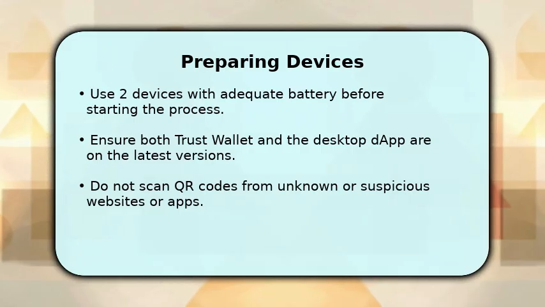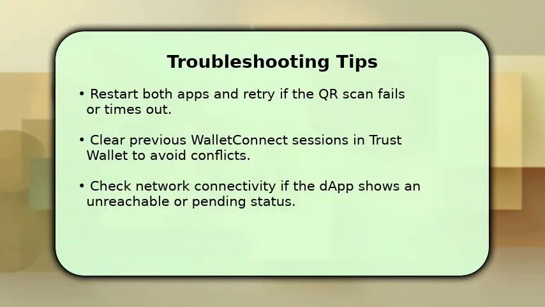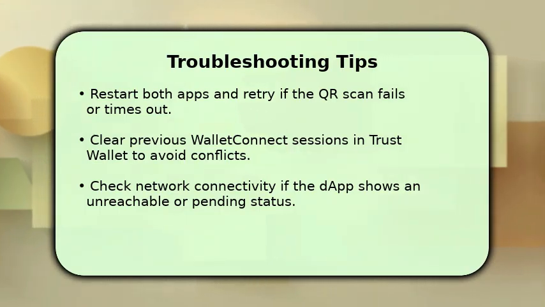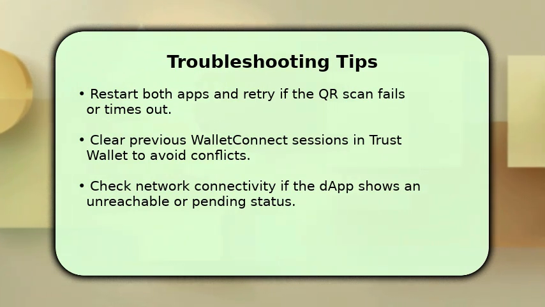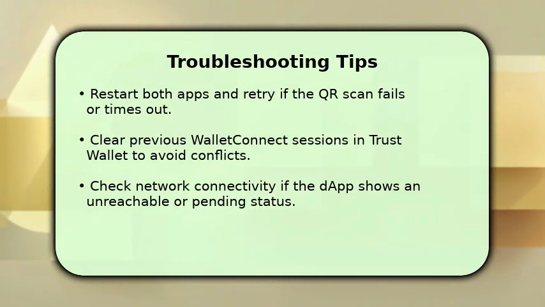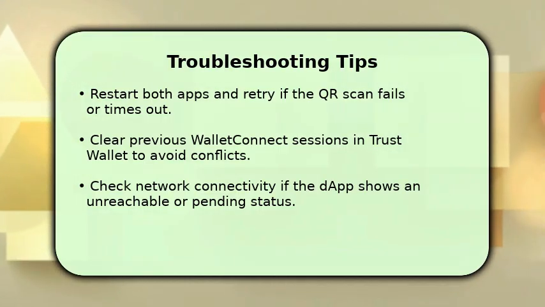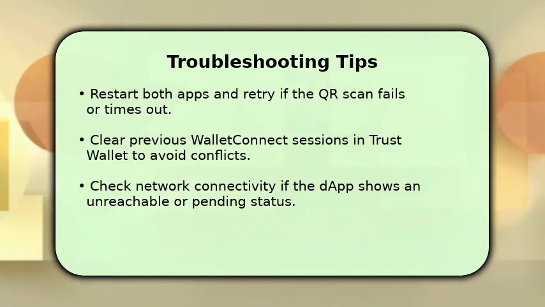If scanning or connecting fails, first restart both the phone and the desktop browser or D-App. Clear any old Wallet Connect sessions in Trust Wallet to prevent pairing conflicts. Confirm both devices share a stable internet connection and that no VPN or firewall blocks Wallet Connect traffic. If problems persist, try an alternative browser or use the D-App's manual reconnect feature. These steps usually resolve most common connection hiccups quickly and safely.